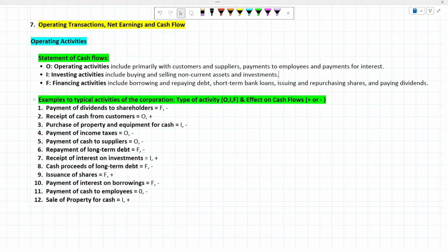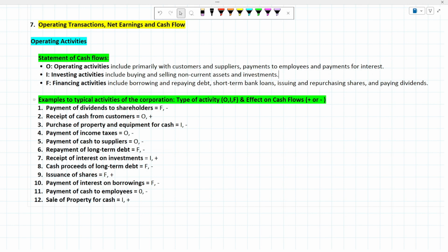Number 2, receipt of cash from customers. That would be an operating activity since we're dealing with customers, and it would be a plus since we're receiving cash. 3, purchase of property and equipment for cash. It's equal to I since investing activities include buying or selling assets and investments, and property and equipment is part of an asset and it's part of a non-current asset. So this would be a minus as well since we're purchasing a non-current asset.